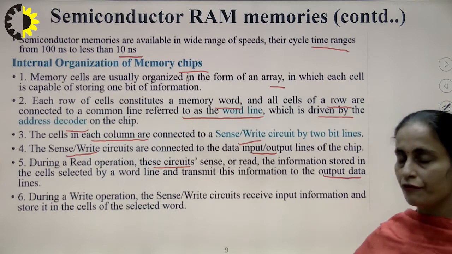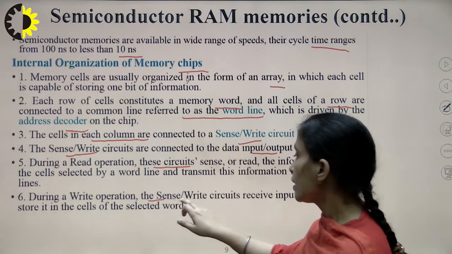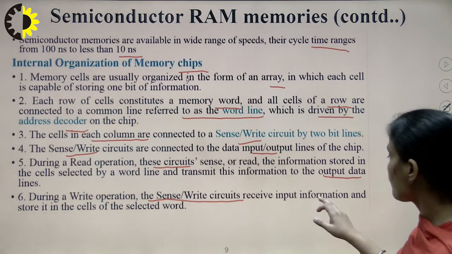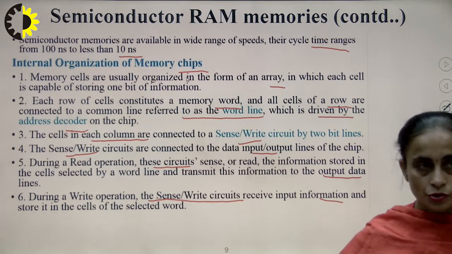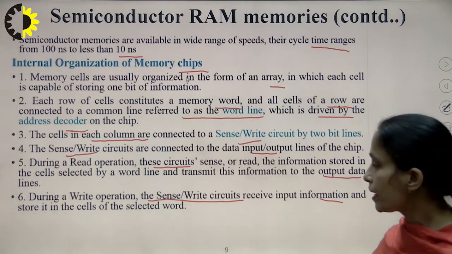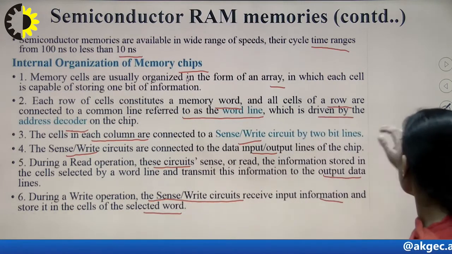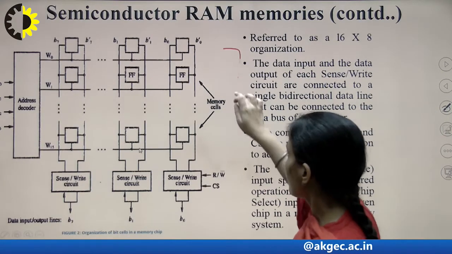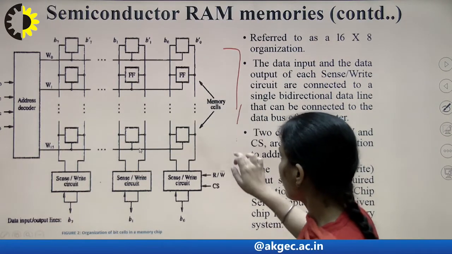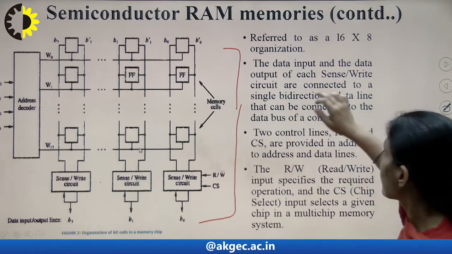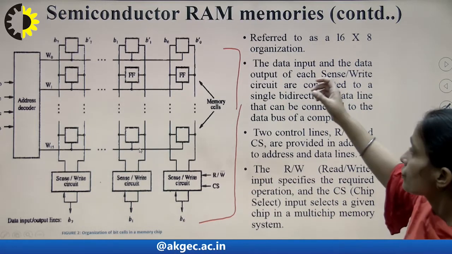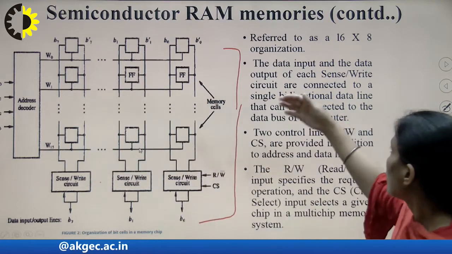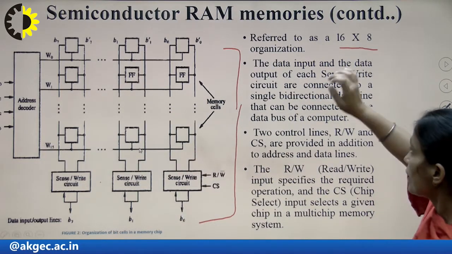And suppose I am performing a write operation, then in that case the sense and write circuits receive the input information and store it into the cells of the selected word. This is again the diagram we have seen in the previous slides, referred to as a 16 cross 8 organization. 16 cross 8 is our array.